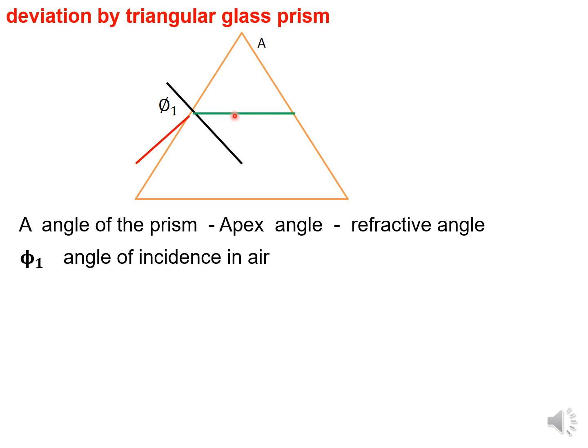This ray is the refracted ray for that incident light ray. Theta 1 is the angle of refraction in glass.